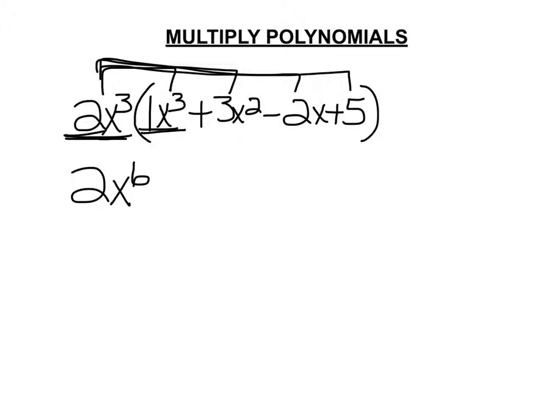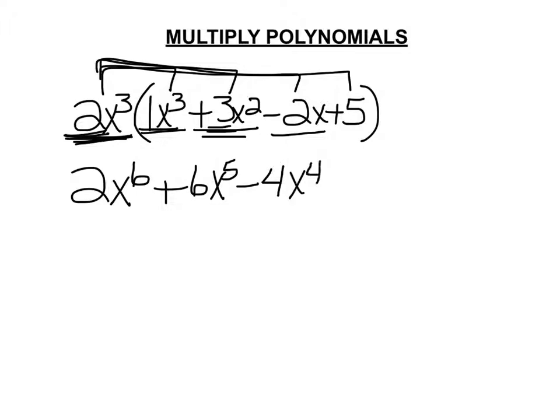Okay, now we will distribute the 2x cubed to the second term, which is 3x squared. So you have 2 times the 3, which is plus 6. Now we will multiply our variables. X cubed times x squared is x to the 5th. Now the 2x cubed must be distributed to the negative 2x. 2 times negative 2 is negative 4. X cubed times x is x to the 4th.